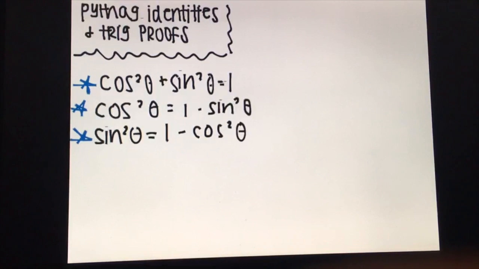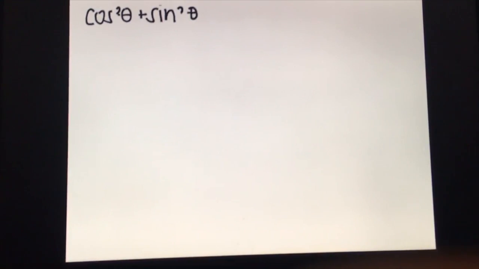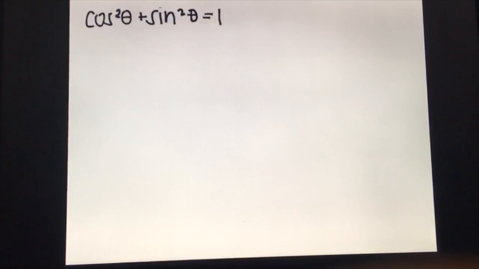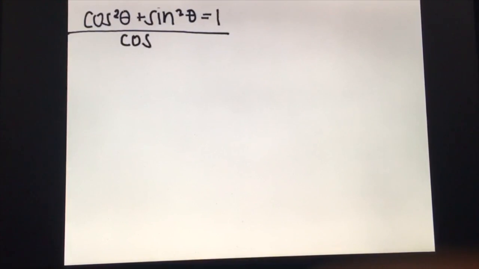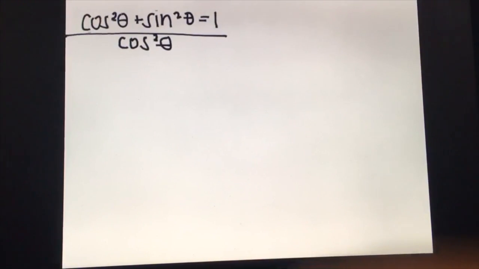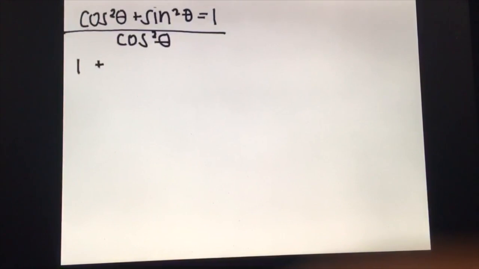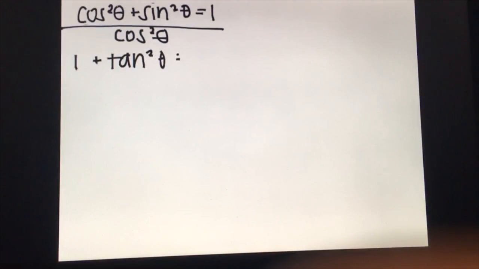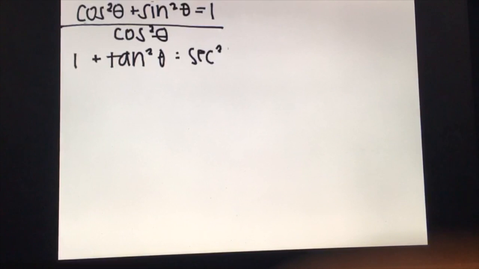So now we are going to rewrite our original cosine squared theta plus sine squared theta equals 1. Sorry, those 2's are not quite right. I'm using my finger. Okay. Now we are going to do some division. So we're going to divide this whole equation by cosine squared theta. And that's going to give us a whole new set of identities. So this is going to equal cosine squared theta divided by cosine squared theta, which is 1, plus sine over cosine is tangent squared theta, equals 1 over cosine, secant squared theta. And there's another identity right there.